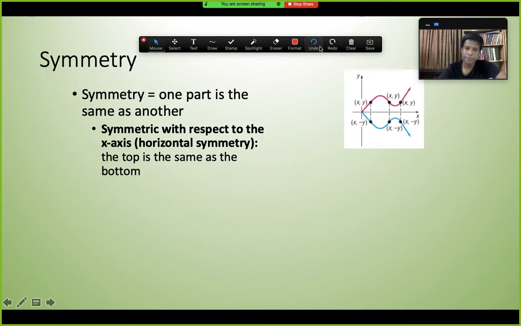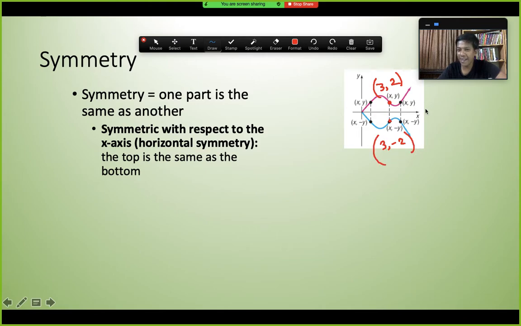What does it mean? Let me show you with a practical example. Suppose this point is 3, 2, then the x symmetry of this point will be 3, what? Guess it. 3, minus 2. So this point will be 3, minus 2.